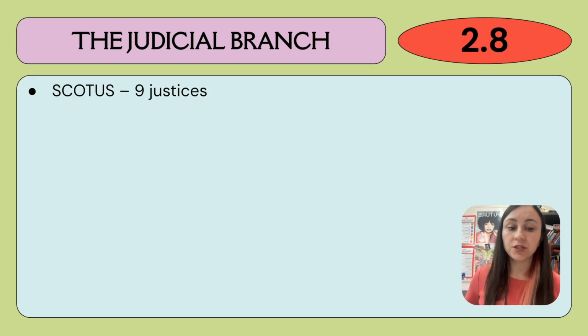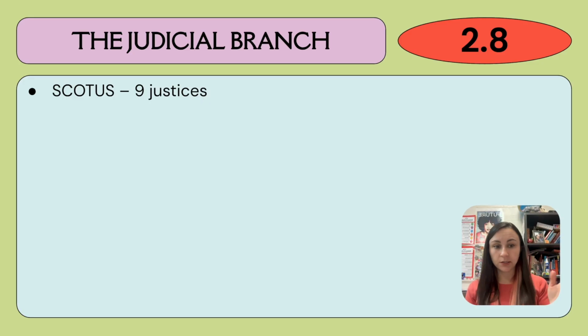The judicial branch is made up of judges and courts, specifically the Supreme Court. The Supreme Court of the United States is shortened to SCOTUS. SCOTUS stands for Supreme Court of the United States. You need to know that abbreviation. And it is made up of 9 justices.